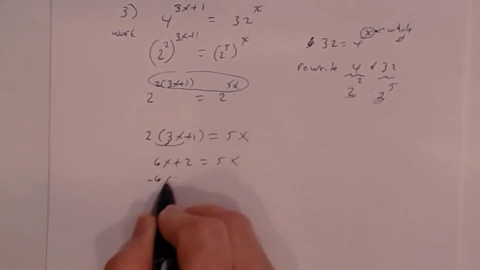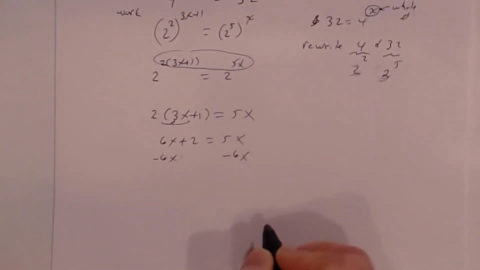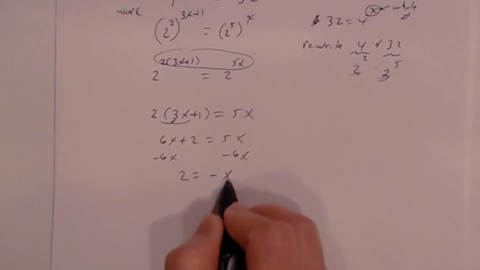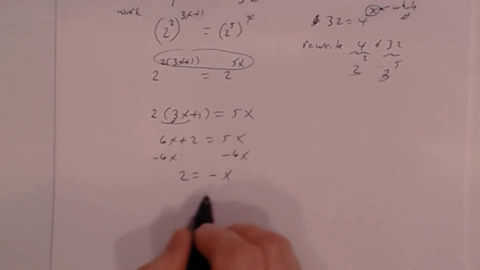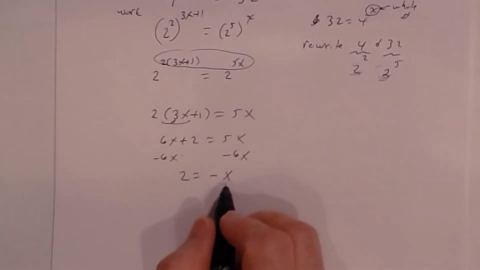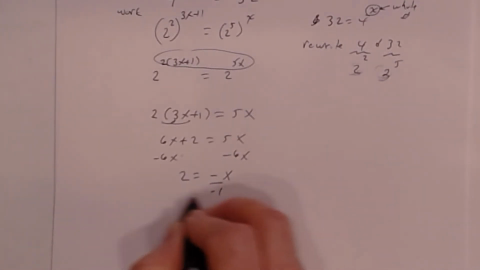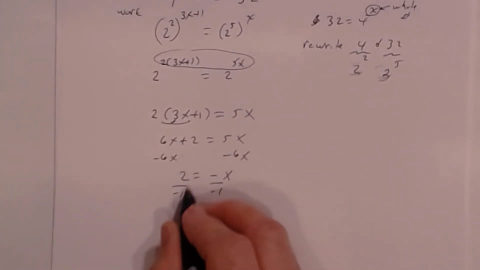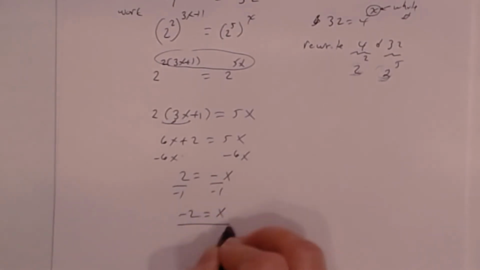Let's go ahead and subtract 6x from both sides. So if I subtract 6x from both sides, I get 2 equals a negative x, right? 5x minus 6x is negative x. But remember, you got to get x by itself, so you can divide both sides by negative 1. So a negative x divided by negative 1 is a positive x. 2 divided by negative 1 is a negative 2.